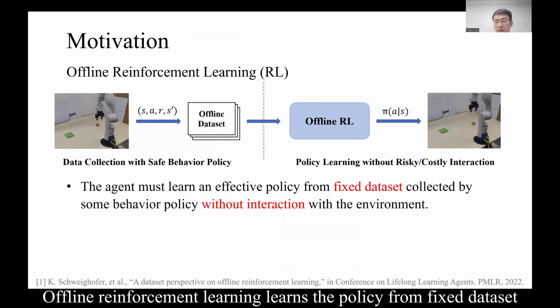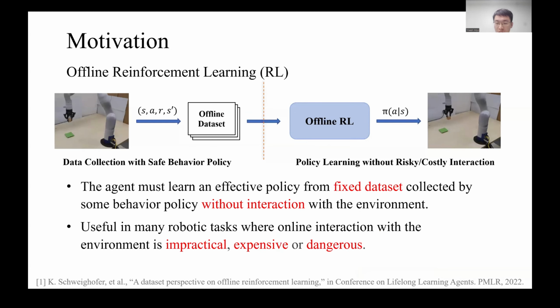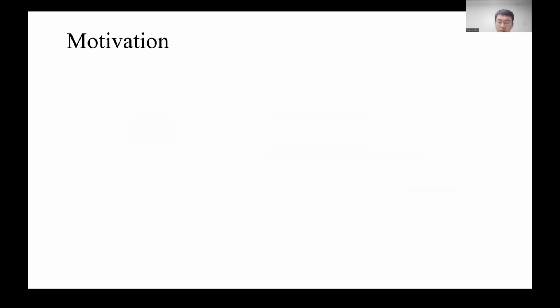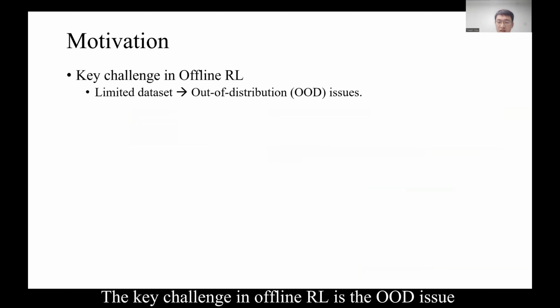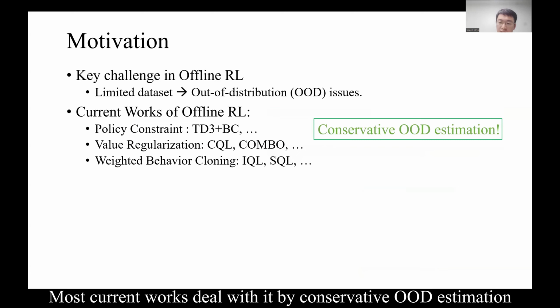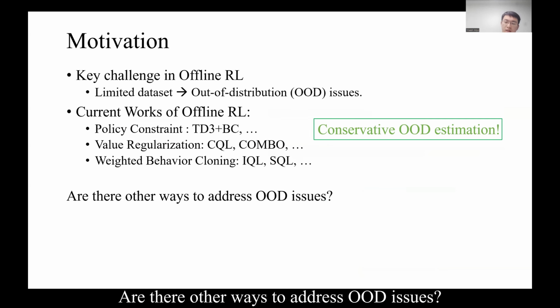Offline reinforcement learning learns the policy from a fixed dataset without risky and costly interaction with the environment, showing great potential in many robotic tasks. The key challenge in offline RL is the OOD issue due to the limited dataset. Most current works deal with it by conservative OOD estimation. However, being too conservative leads to suboptimality. Are there other ways to address OOD issues?